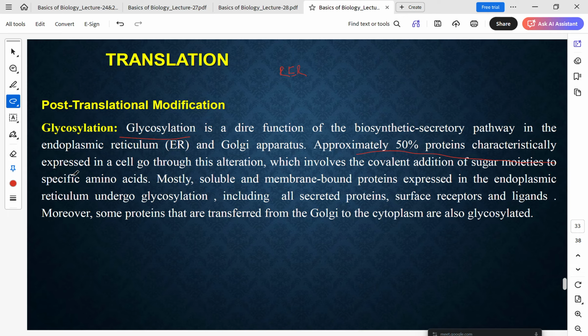Approximately 50% of proteins characteristically expressed in a cell go through this alteration, which involves covalent addition of sugar moieties to the specific amino acid. This process may or may not be reversible. Usually it's an irreversible process, but if a reversal is needed, a lot of enzymes play a role in this. Mostly soluble and membrane-bound proteins expressed in the endoplasmic reticulum undergo glycosylation, including all secreted proteins, surface receptors, and ligands. Some proteins that are transferred from Golgi to the cytoplasm are also glycosylated.